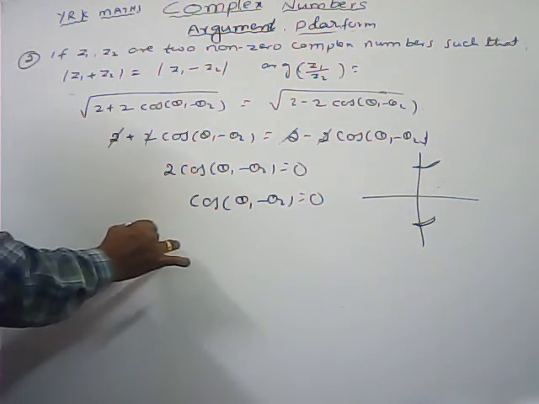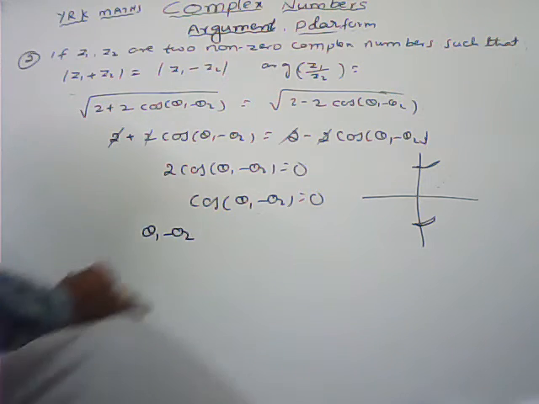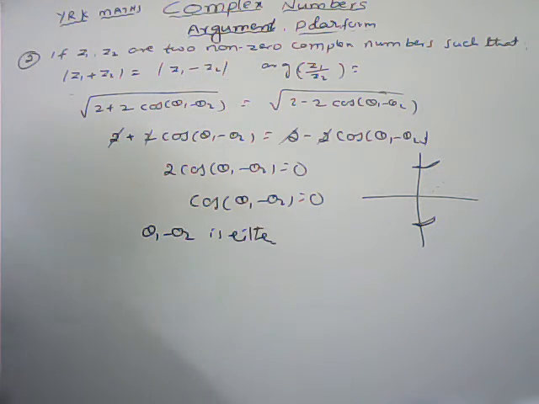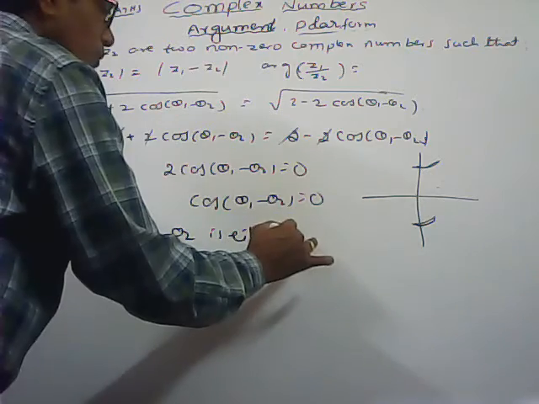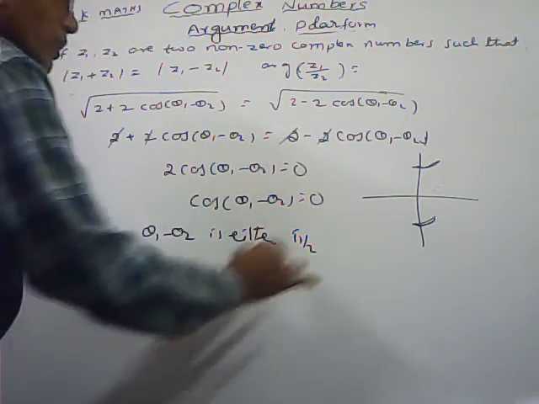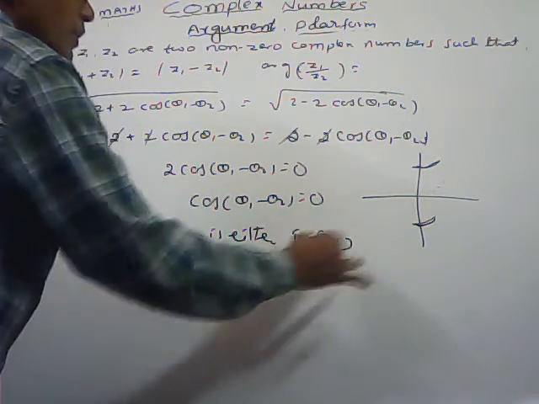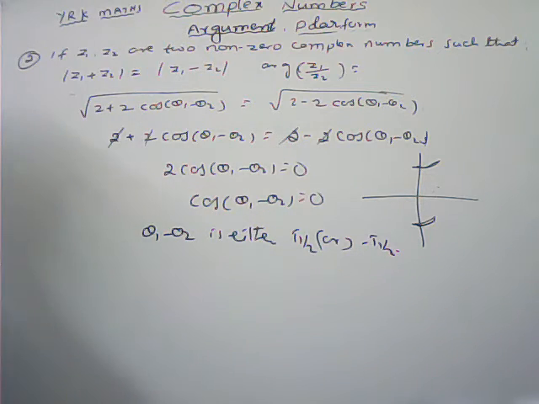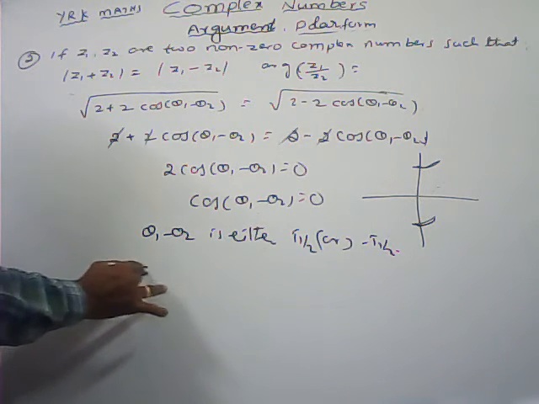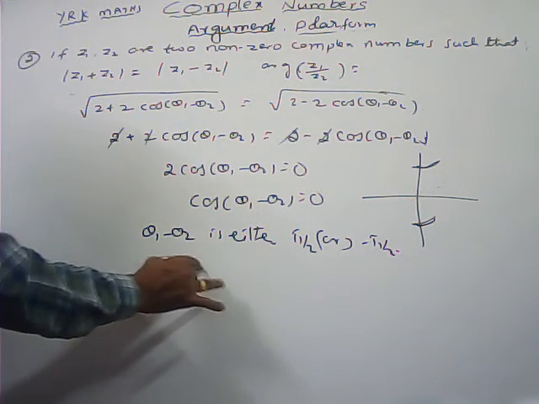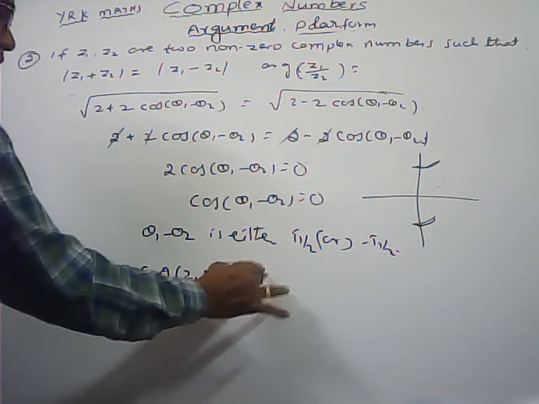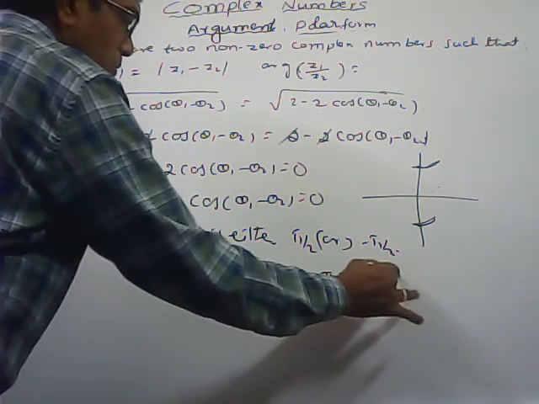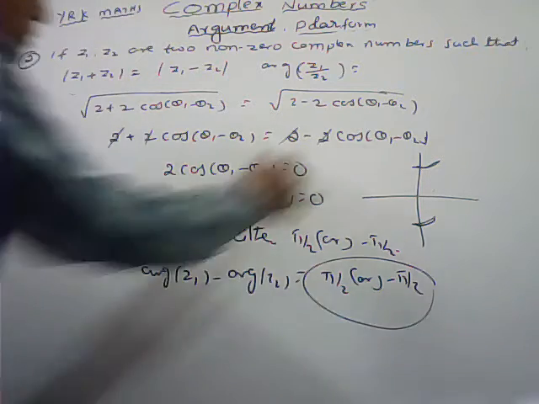So here theta 1 minus theta 2 is either plus pi by 2, positive y-axis means pi by 2, or negative y-axis means minus pi by 2. Here theta 1 minus theta 2, what is theta 1? That is argument of z1 minus argument of z2, that is equal to either pi by 2 or minus pi by 2, depending upon the options.